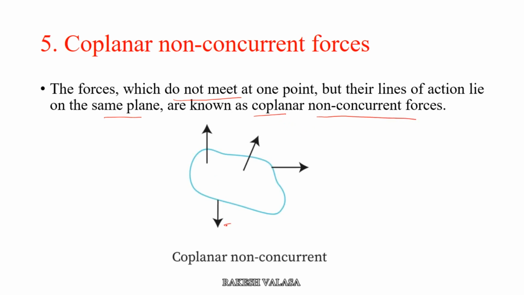Here the forces: F1, this is F2, this is F3, this is F4. These all four forces are not passing through a single point, but these forces are acting on the same plane. So these type of forces are called coplanar non-concurrent forces.